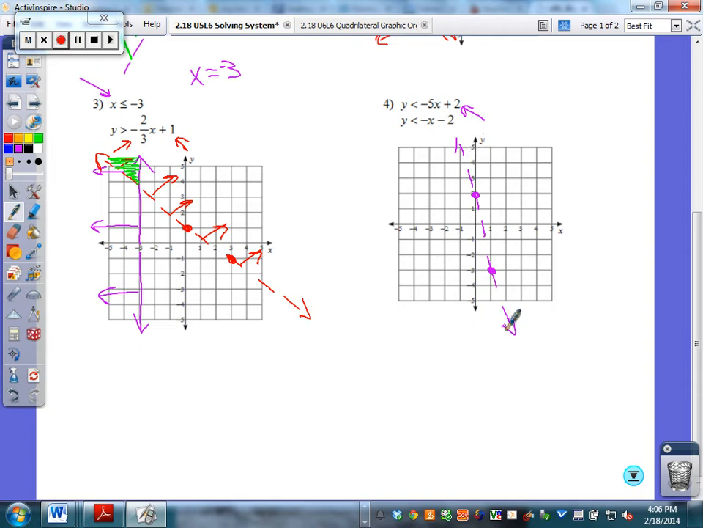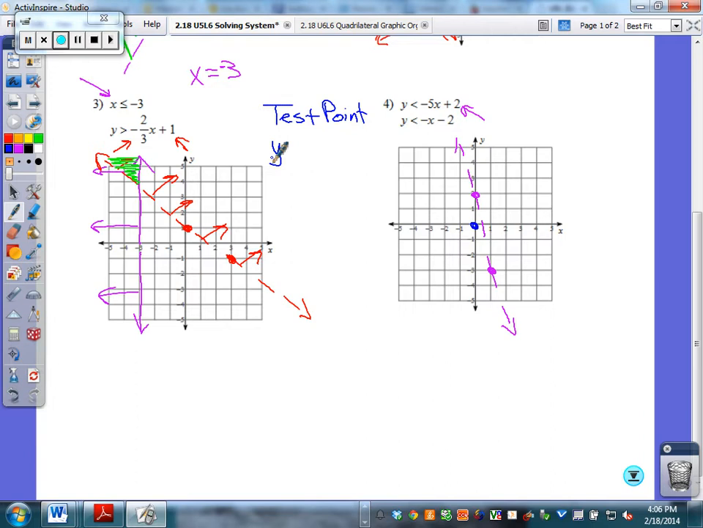Now, we are less than for our inequality. Well, I may not necessarily know which side I want to be on, over here or over here. I'm not really sure which is above or below. If I don't know, let's go ahead and pick a test point. If the test point proves true, then we shade in that direction. The most famous test point is always 0, 0.